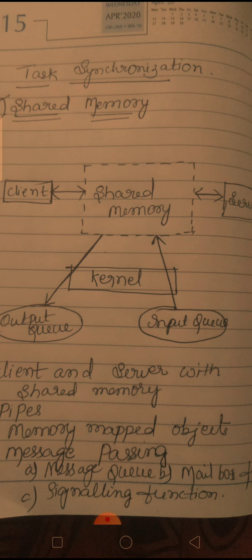What are the features of message passing? Simplicity, uniform semantics, efficiency, security and portability. Uniform semantics means message passing for two types of inter-process communication: local communication and remote communication. And then efficiency, security and portability. These are the features of the message passing scheme.